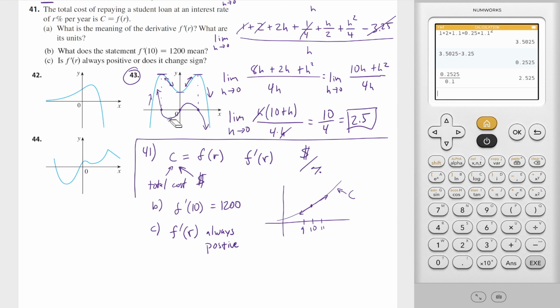I didn't do a perfect job of this, did I? So let me draw that a little bit better. Yeah, so something like that. That is the graph of the derivative.